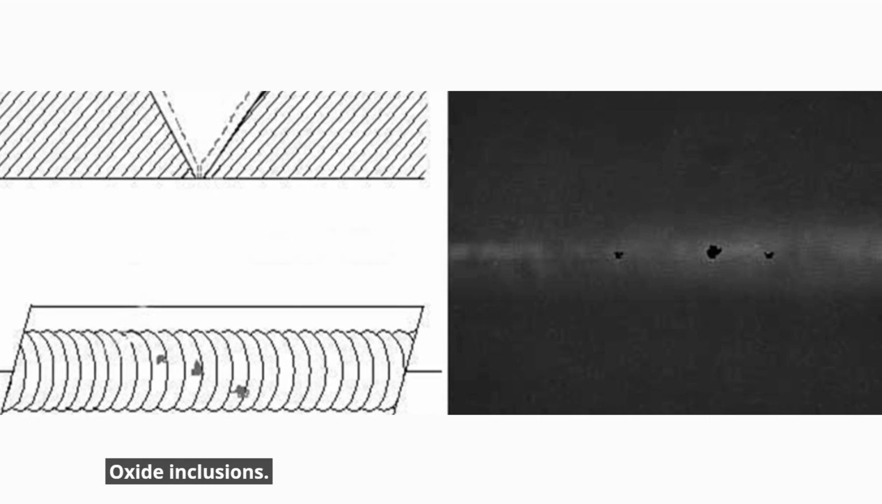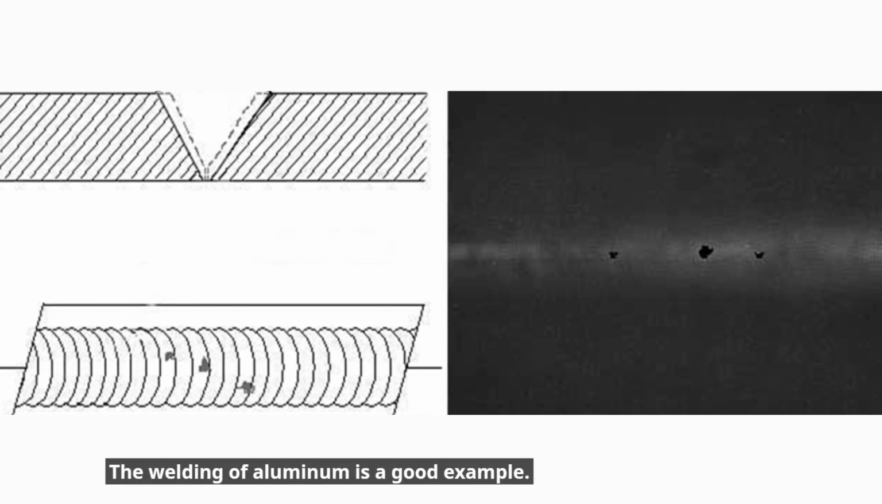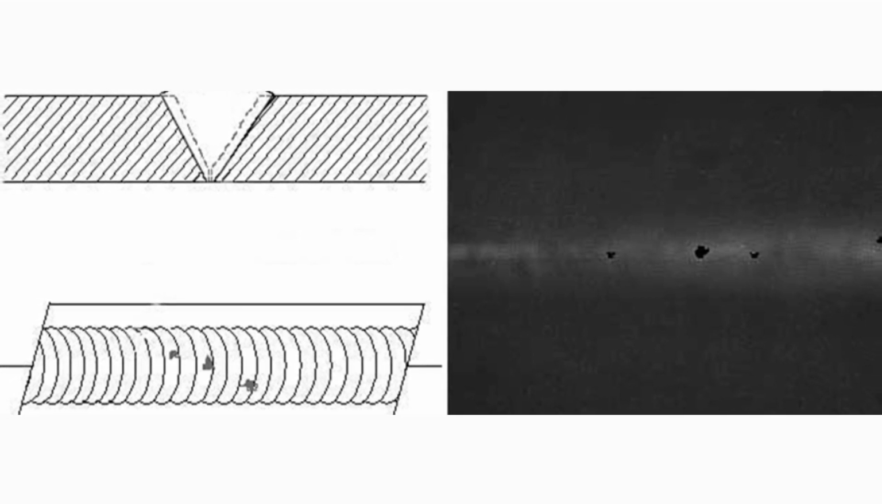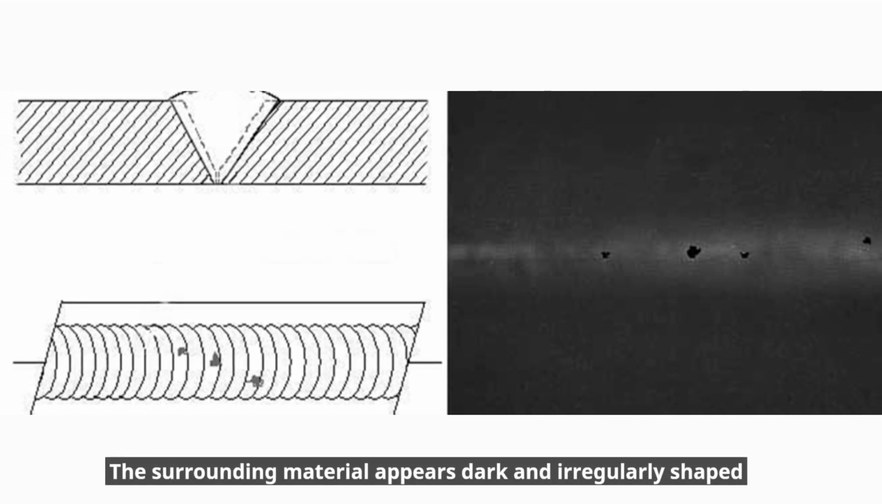Oxide inclusions. Oxide inclusions can be seen on the surface. The welding of aluminum is a good example. Oxide inclusions have a lower density than chromium. The surrounding material appears dark and irregularly shaped.